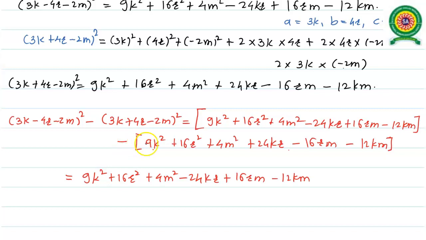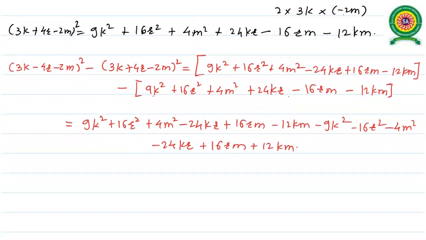So plus minus gives a minus 9k square, plus minus gives a minus 16r square, plus minus gives a minus 4m square, then minus plus again gives minus 24 times kr, then minus minus gives a plus 16 rm, then minus minus gives a plus 12 times km. Now the terms which have unlike signs, plus and minus, or minus and plus, get cancelled out or give us 0.